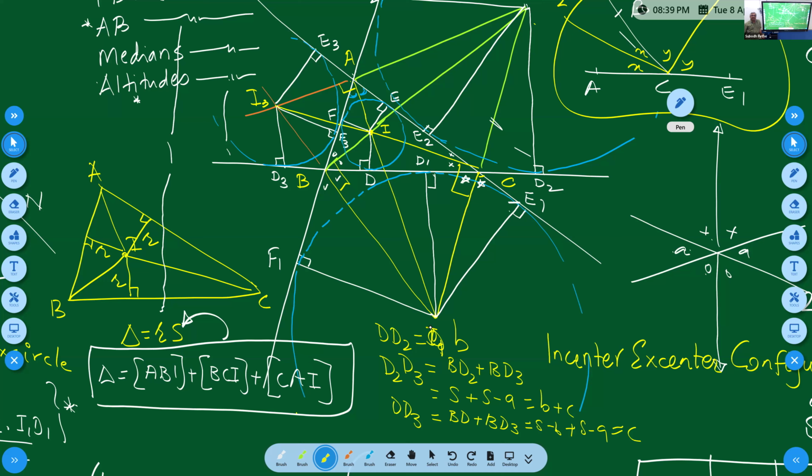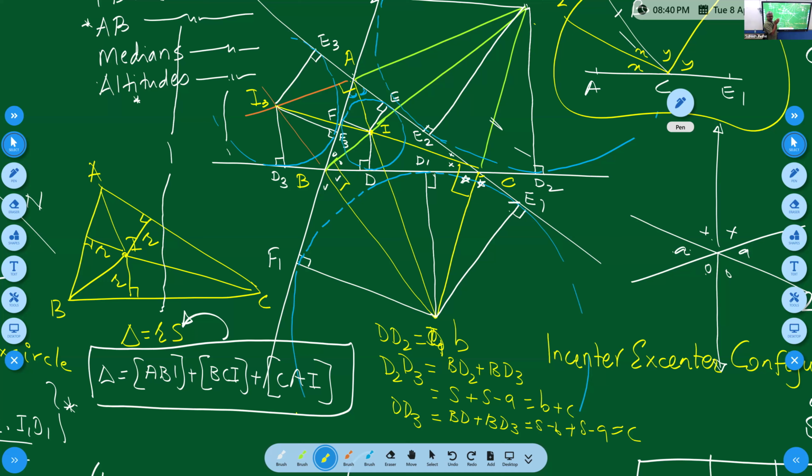आता DD1 काढा, DD1 this distance. D2D3 is B plus C, DD1 is C minus B, bigger minus small. BD1 minus BD. BD1 is S minus C minus S minus B, which will be B minus C. Symmetry किती आहे बघा. DD2 is B plus C, DD1 is B minus C.